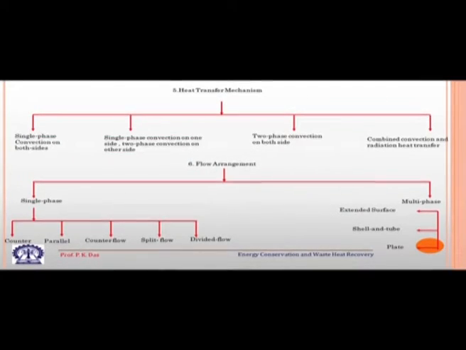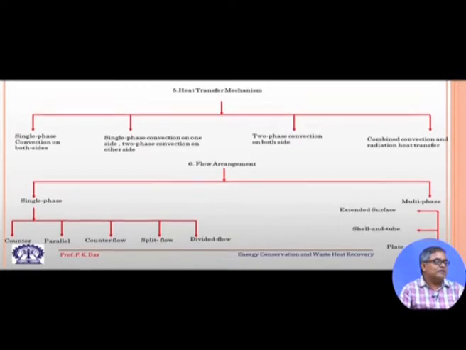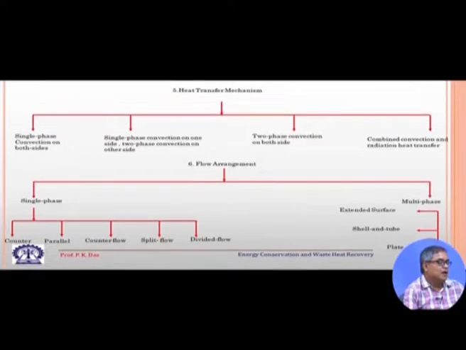The next classification is based on heat transfer mechanism. It could be single phase. If there is no phase change, both fluid streams are exchanging heat but both remain in their original phase, then it is single phase. Then there is single phase convection on one side and two phase convection on the other side, then two phase convection on both sides, and combined convection and radiation, which can occur in a boiler. So, different mechanisms of heat transfer could be there.